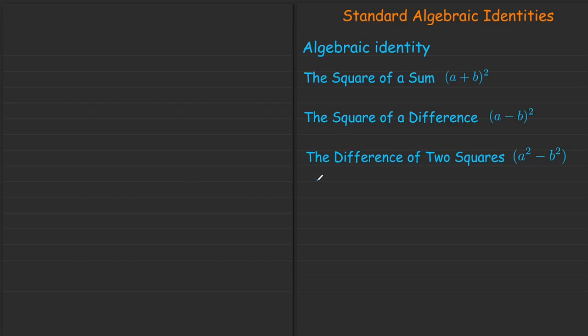In this lesson, we are looking at the standard algebraic identities. Specifically, we'll look at what an algebraic identity is, look at the square of a sum, the square of a difference, then we'll look at the difference of two squares. Without much ado, let's quickly look into it.